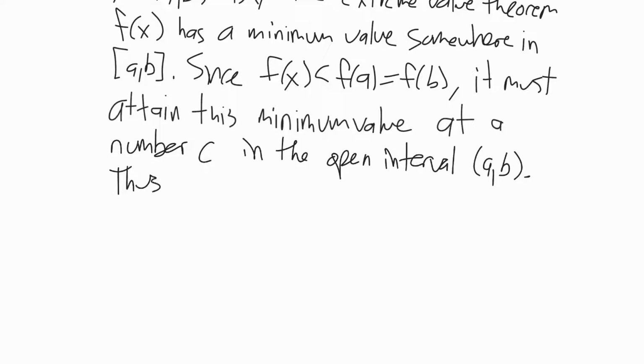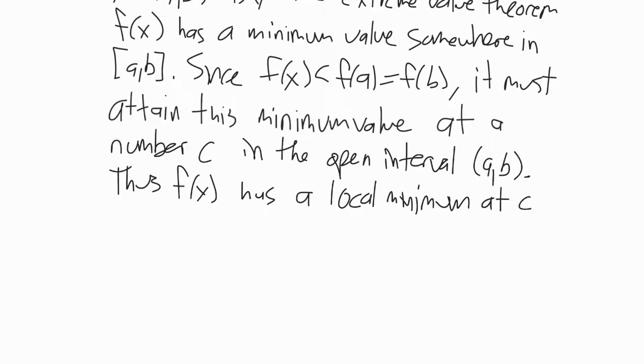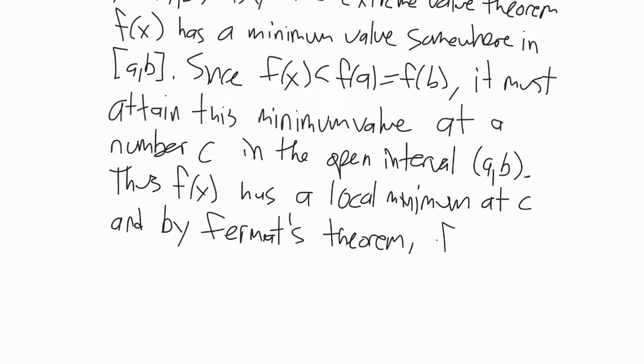Thus, f of x has a local minimum. Because if you have a minimum value in an open interval, it's not just a regular minimum, it's a local minimum. So thus f(x) has a local minimum at c. And by Fermat's theorem, f prime of c is equal to 0. And there's the end of our proof.